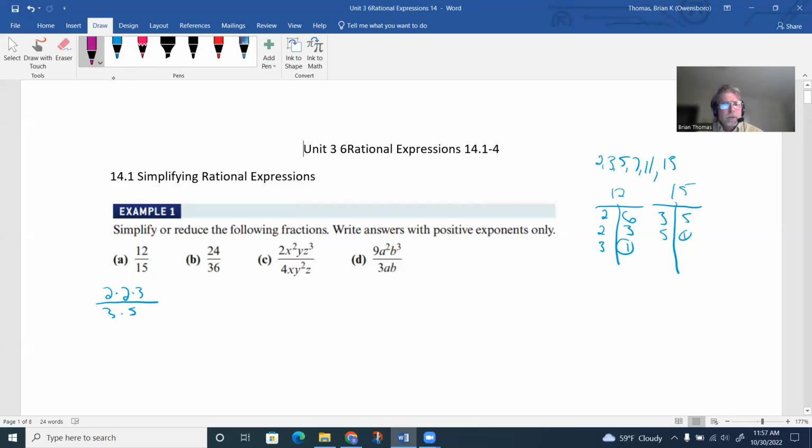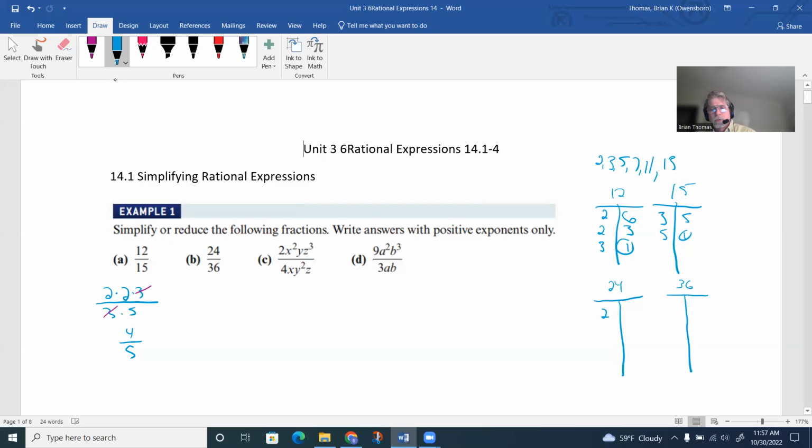And notice how there is a common factor of a 3 and a 2 that we can divide out. And therefore, we're left with 2 times 2 on top, which is 4/5. So again, this step could also be done mentally, if you will. So for 24/36, can you think of the greatest common divisor between a 24 and a 36? If not, you can always do a prime factorization off to the side.